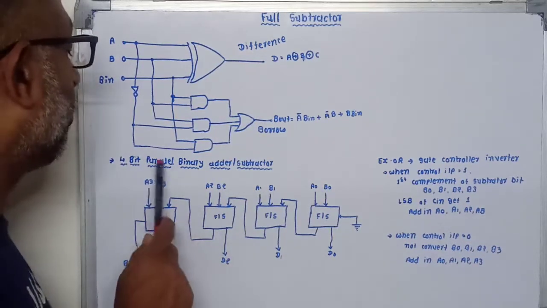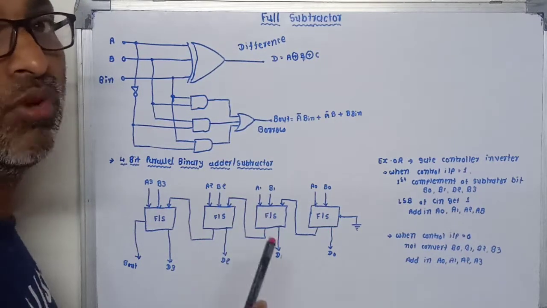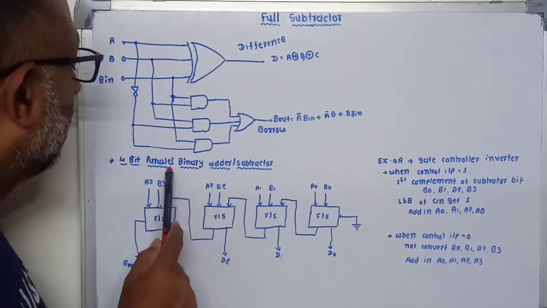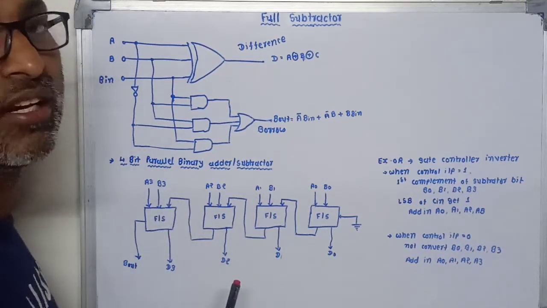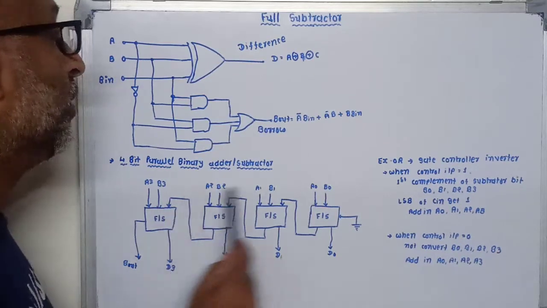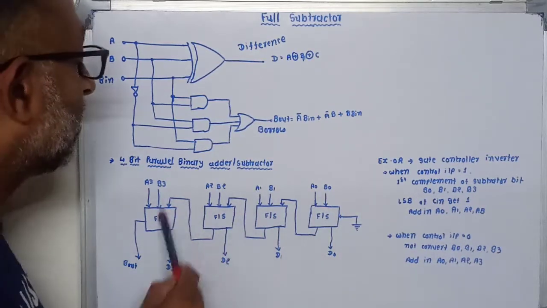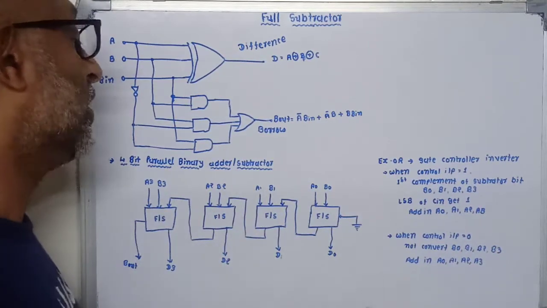Now next, the 4-bit parallel binary adder and subtractor. The 4-bit parallel adder and subtractor can be done by only one circuit. That means this circuit is used as an adder as well as a subtractor.